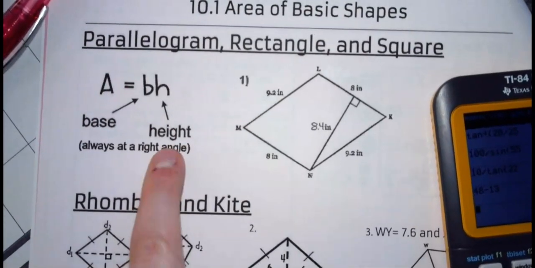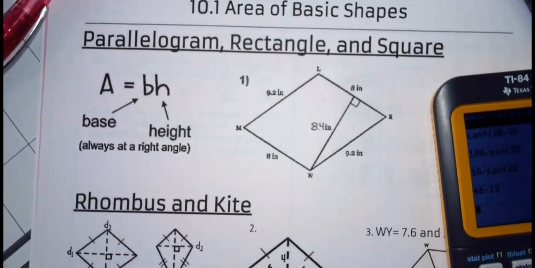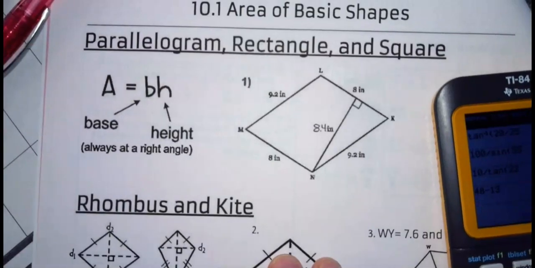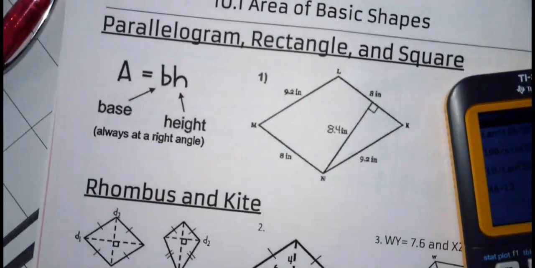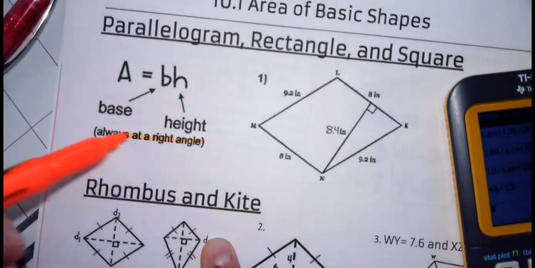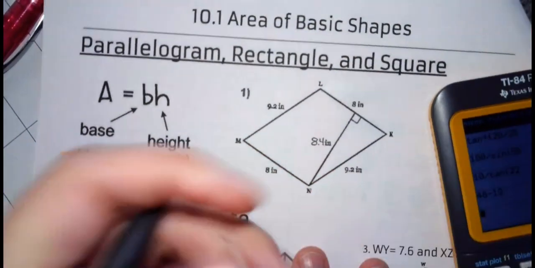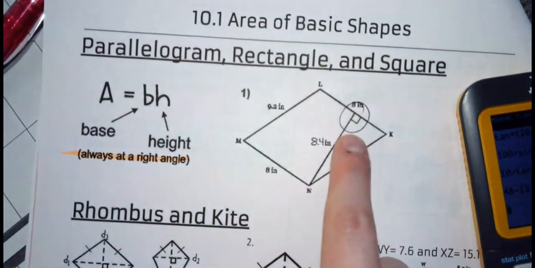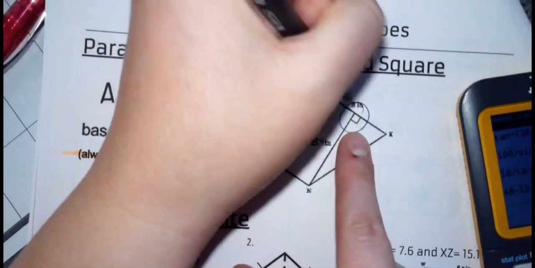All right, here is what is most important, and you're going to see this in almost every problem. The base and the height are always at a right angle. So I am even going to go as far as highlighting that because that's super important. In a lot of problems, what you're going to do is circle that right angle, which, that's an 8, and I kind of covered that up. So that's an 8, and that's an 8.4.